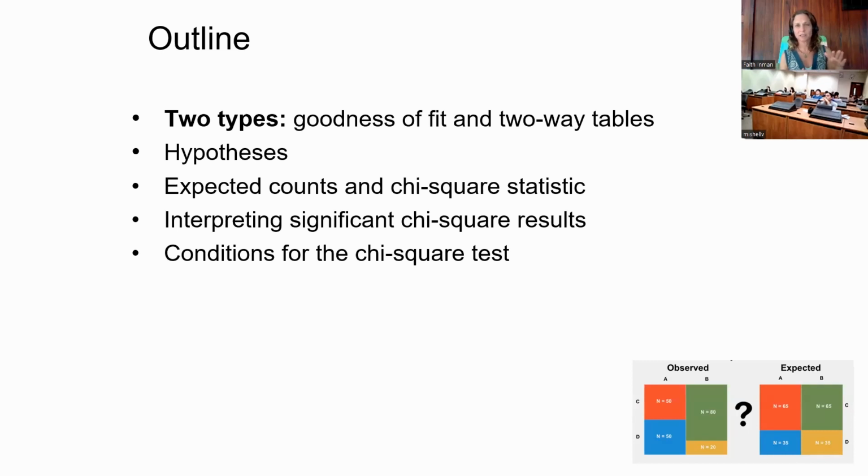Overall outline here for the rest of the lecture, we're going to look at 2 types of chi-squared tests. We had 3 types of t-tests, and we have 2 types of chi-squared tests. One type is the one-way, you just have one categorical variable. The other type is the two-way, you have 2 categorical variables. Pretty simple, kind of like the 1 sample t-test and the 2 sample t-test, right? We're going to go over the hypotheses for these tests, look at how you calculate the expected counts and the chi-squared statistics. We're going to look at interpreting significant chi-squared results and conditions for the chi-squared test.